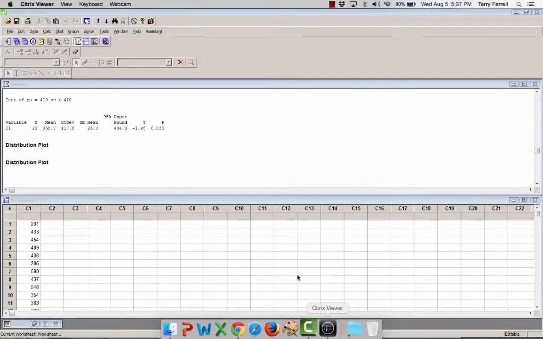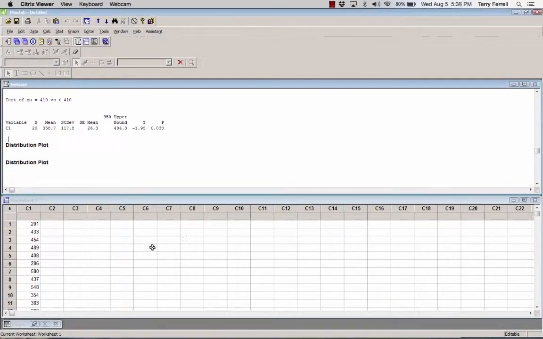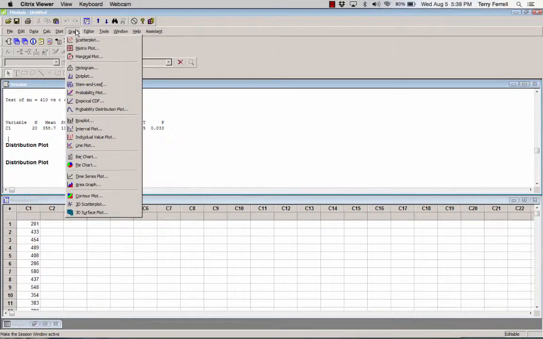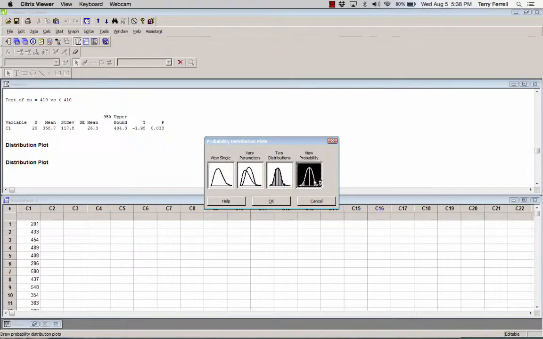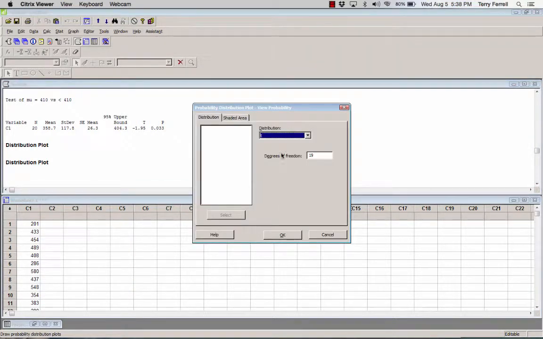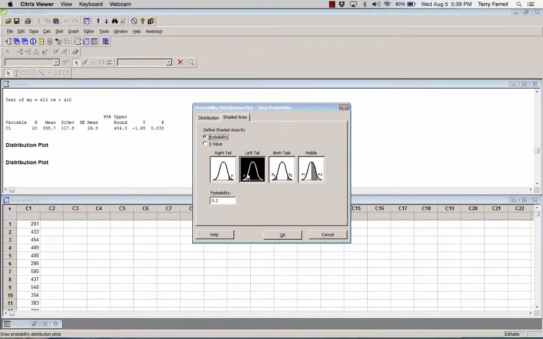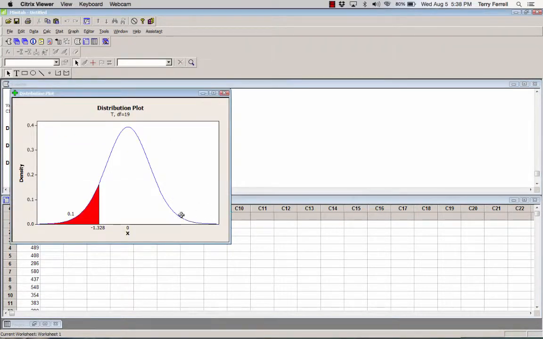This would be great practice here. I thought I had it somewhere. Oh, here's my graph. I'll do it again. I'm going to go graph, probability distribution plot, view probability here, t-test 19 because it's 20 minus 1, shaded area. This one's going to be a left tail probability. 0.1 is the alpha. Click OK. Alright, there is your cutoff value.